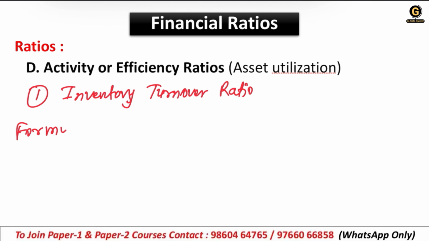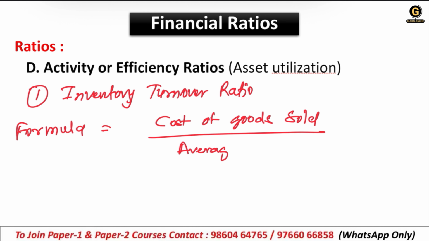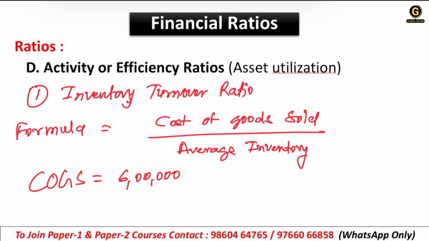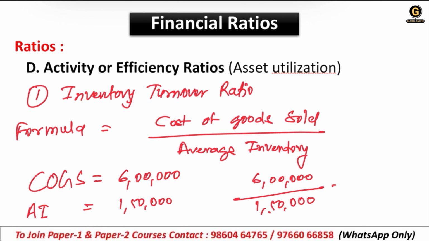The formula to measure the inventory turnover ratio is cost of goods sold divided by average inventory. So in a company, how much inventory we had will be compared with the cost of goods sold. Then we'll know how many times the goods are sold. Say we have cost of goods sold of 6 lakh and average inventory of 1 lakh 50,000. So 6 lakh COGS and 1 lakh 50,000 average inventory, the answer will be 4.